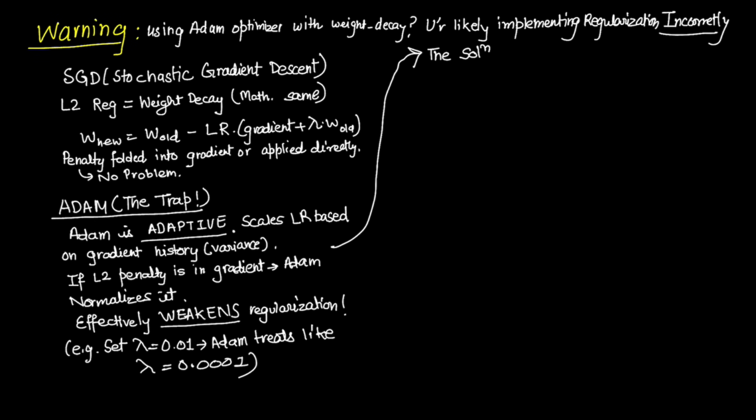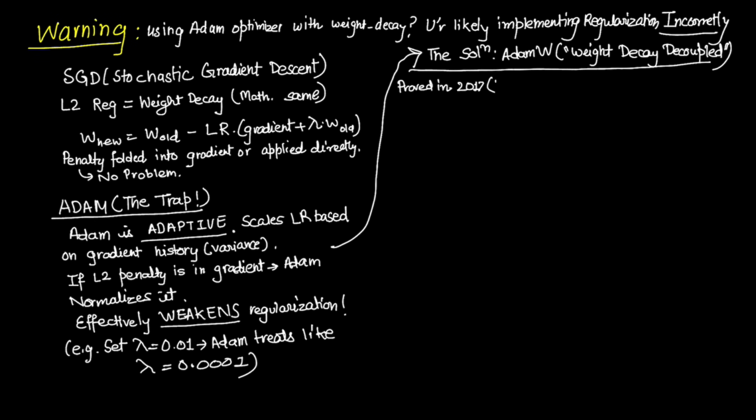This was a huge mystery in deep learning until 2017, when a paper by Loshchilov and Hutter proved that L2 regularization in Adam is broken.